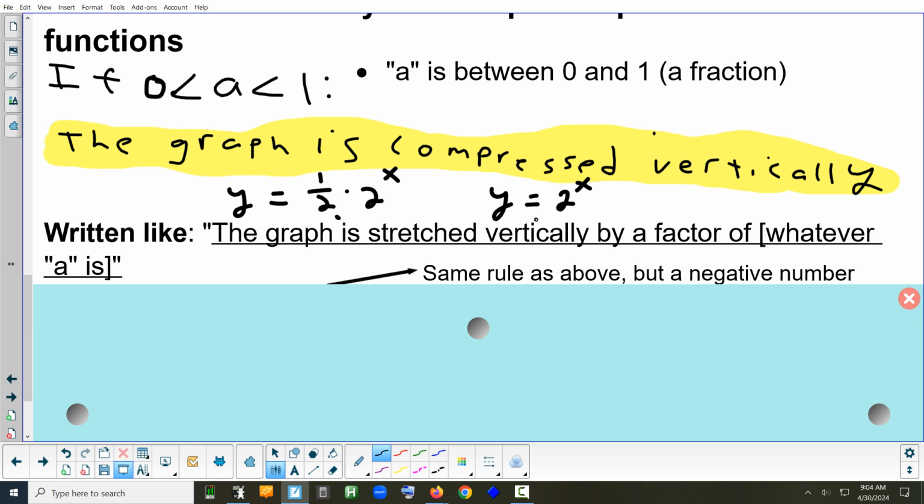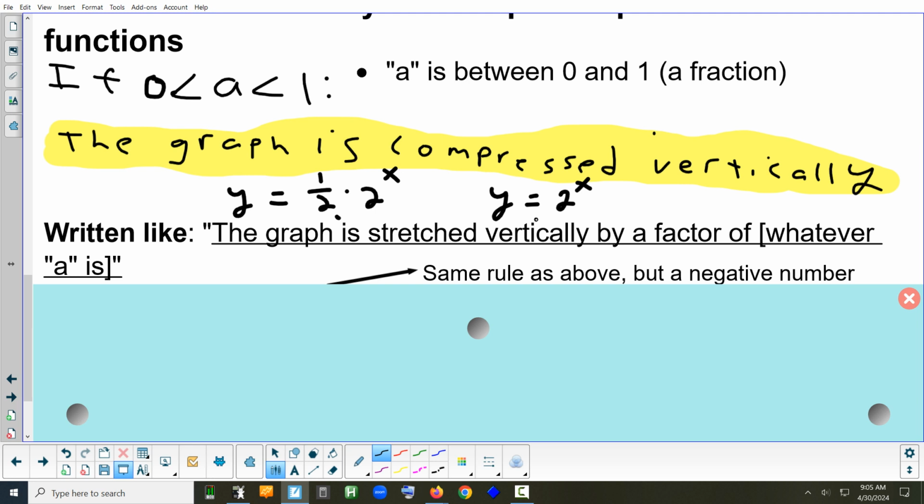Okay. What you need to keep in the back of your head, though, is if you stretch something by a half, it doesn't really stretch, it shrinks it. We're writing it that way so you can write it exactly the same way you did in the homework last night. So vertical stretch by a factor of a half. What if I did a vertical stretch by a factor of 3? Would that really stretch it, or would that shrink it? It would stretch it. Yep.